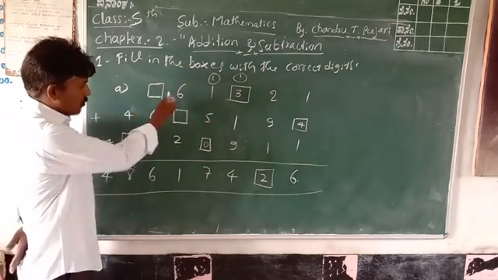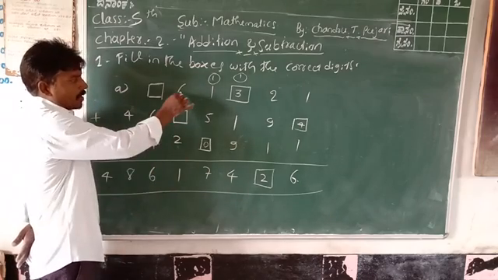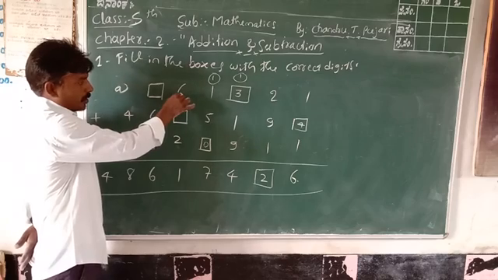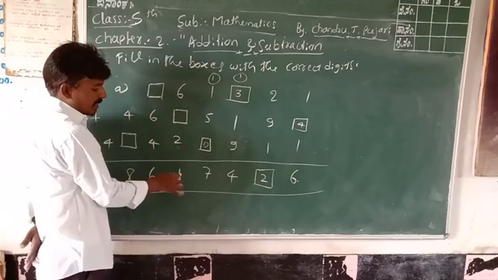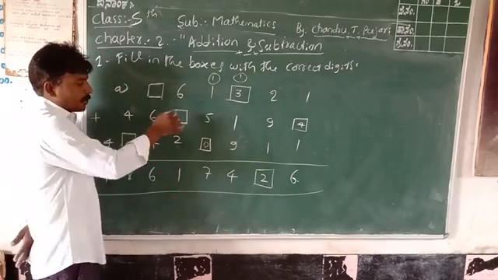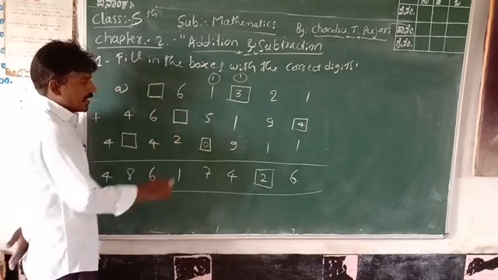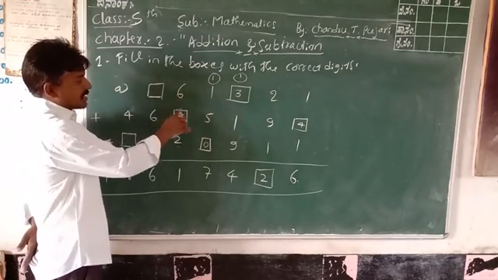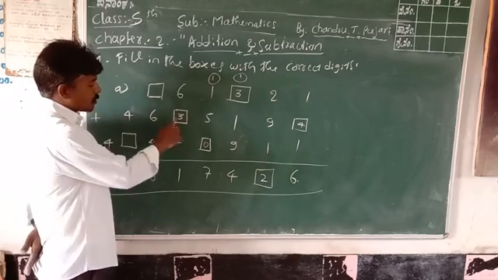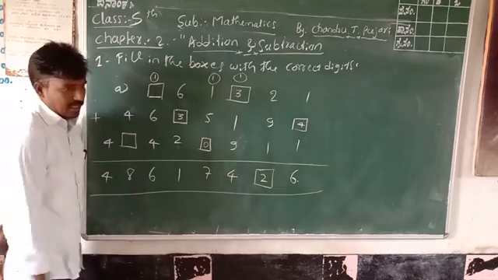The next one, the remaining sum is 11. Therefore, 6 plus 2 is 8, but our answer is only 1. Which number can you put in the box? You can take 3, because 6 plus 3 is 9. 9 plus 2 is 11. Carry 1. That is 3.